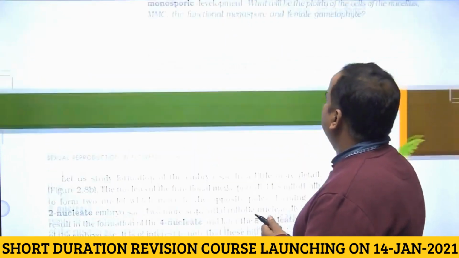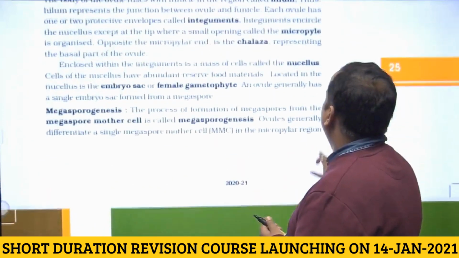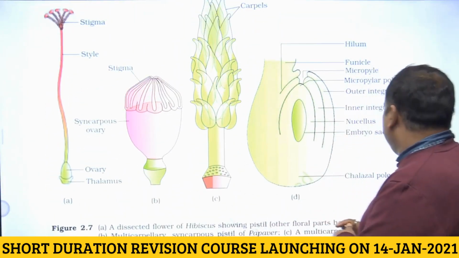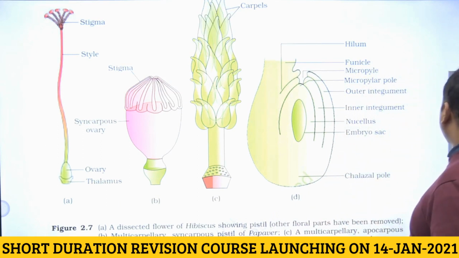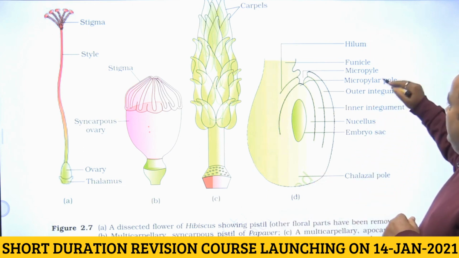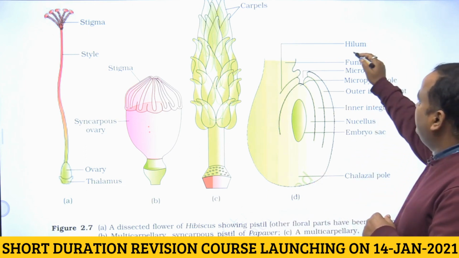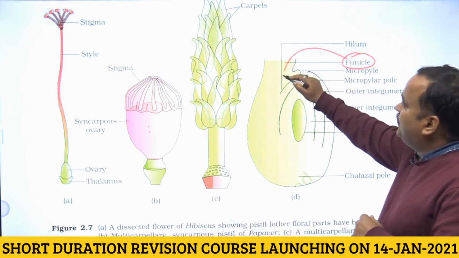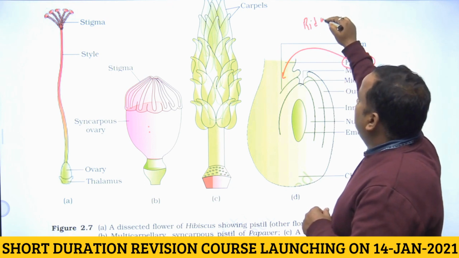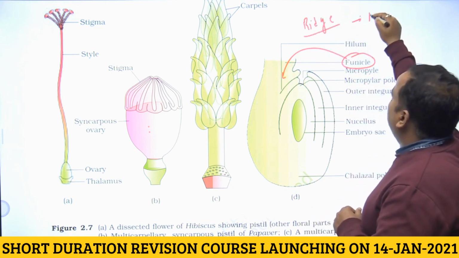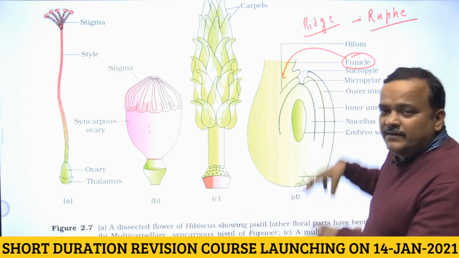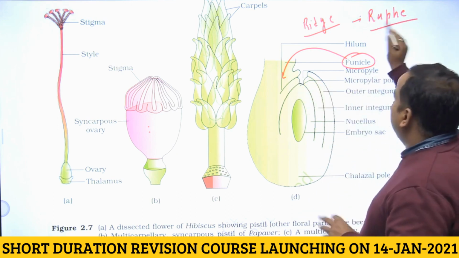One is, it is not there in NCERT, this is extra information. One is, in some cases what happens, the funicle gets fused with the body of the ovule to form a ridge shaped structure which is referred to as a raphe. So raphe is when the funicle gets fused with the body of the ovule to form a ridge shaped structure.